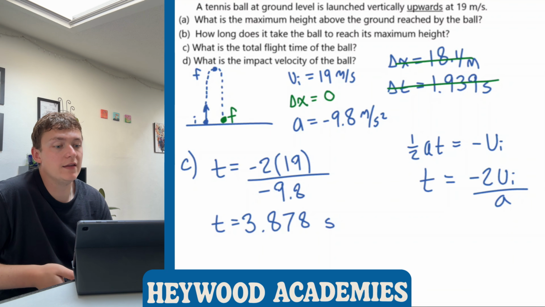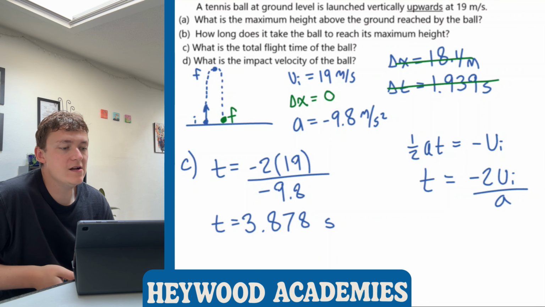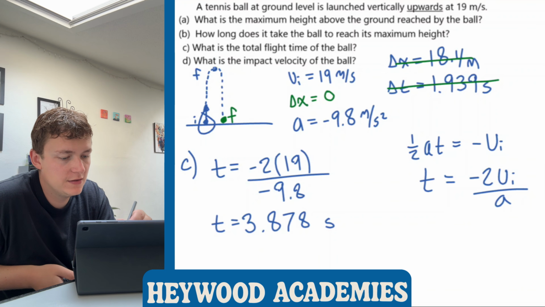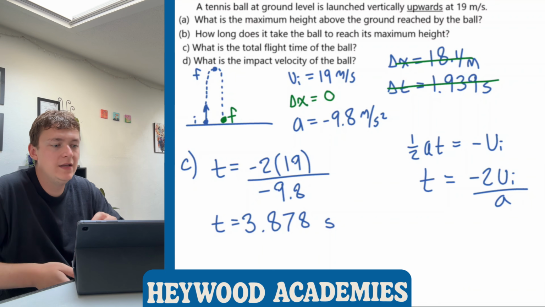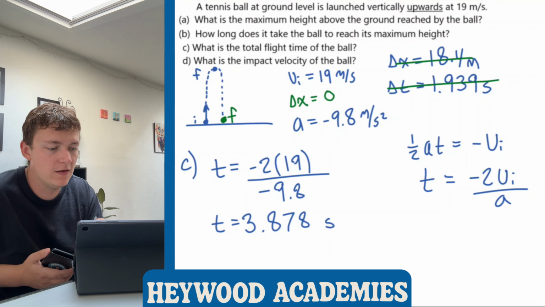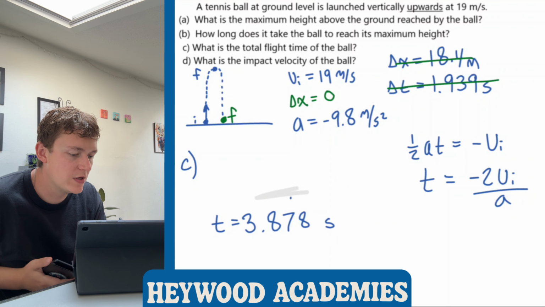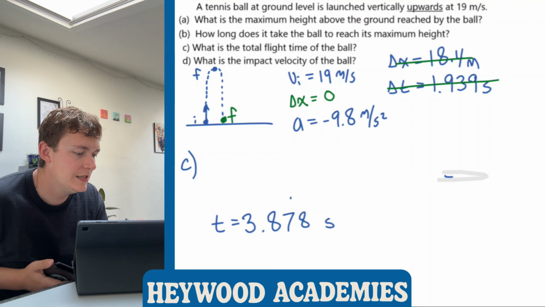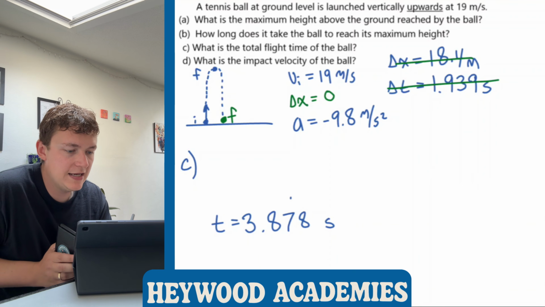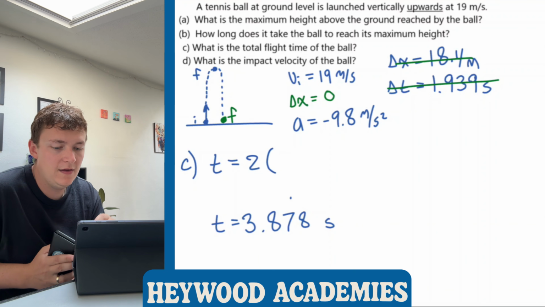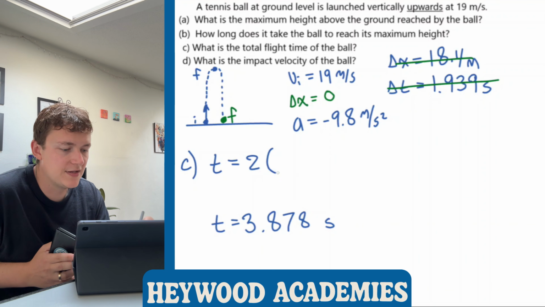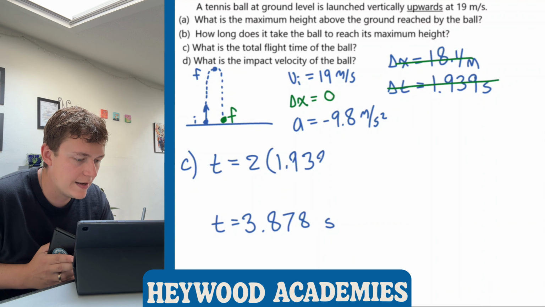There's a huge shortcut that we could have done here. We said that from the first part, it took 1.939 seconds to get from the initial to the top of the path. Since we're ending up at the same spot at the bottom, it should just be double of what that was. So a big shortcut that we could have done here to skip all these calculations is to say that the time it takes for the total flight should just be double what it takes to get to the top, as long as we start and end at the same height, which we are in this case, so that works for us.